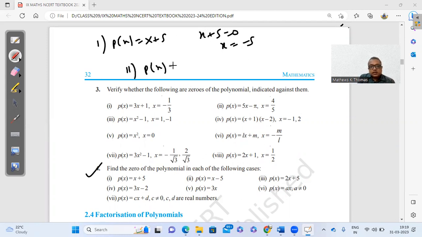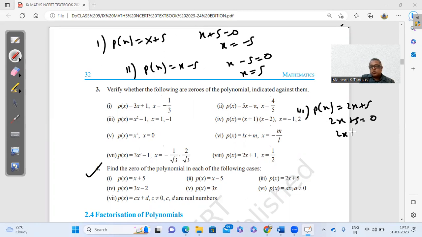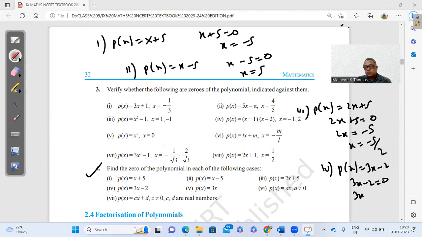Second one, P(x) is x minus 5. So again, equate the polynomial to 0, x will be 5. Put 5 here, 5 minus 5 is 0. Third part, P(x) is 2x plus 5. Equate 2x plus 5 to 0. 2x is equal to minus 5, the plus 5 gets transferred to the right side. So it will become negative 5. So x value is minus 5 by 2. Fourth part, P(x) is equal to 3x minus 2. 3x minus 2 is 0. So 3x is 2, the negative 2 goes to the right side. So x value comes out to be 2 by 3.